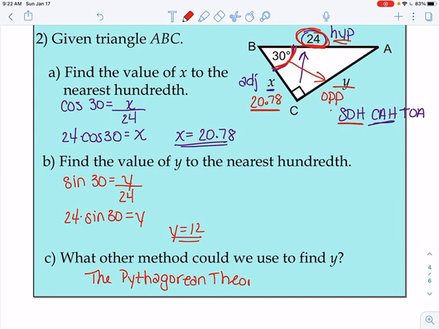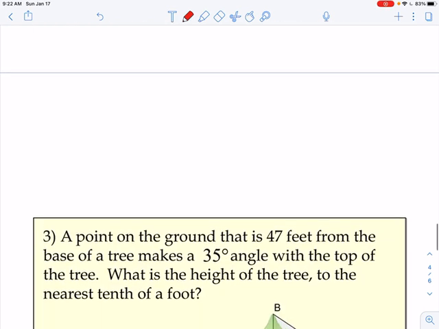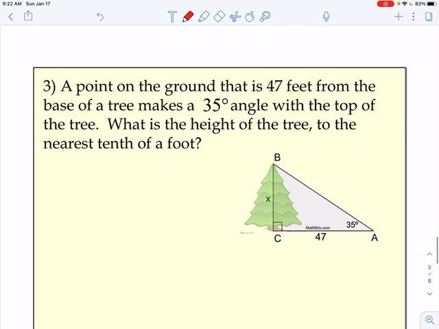A squared plus B squared equals C squared. So you could have solved the same way to get this 12 right here. Okay, so again, you would just put 24 in for C and then put the 20.78 for either A or B, and then just solve, and you would have come up with the same exact answer. Okay, 2 more problems here.